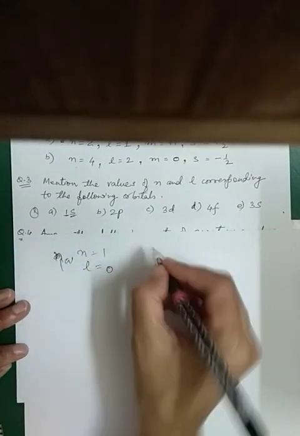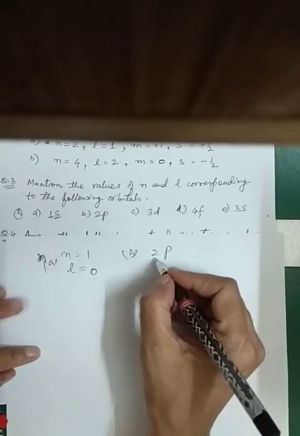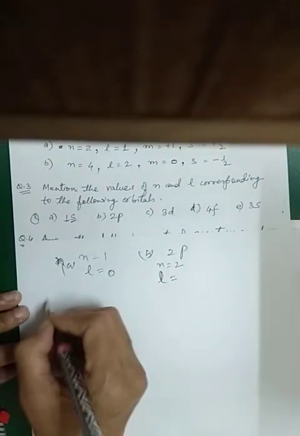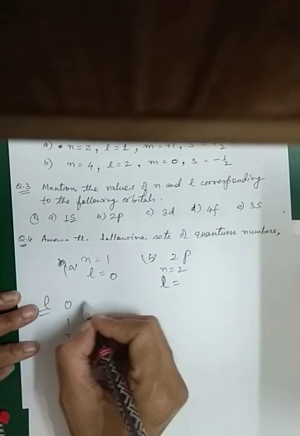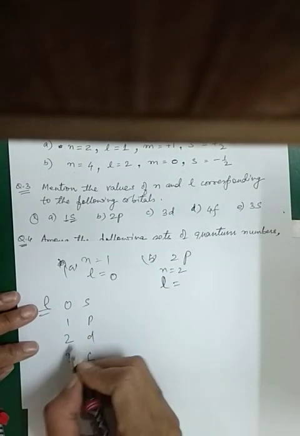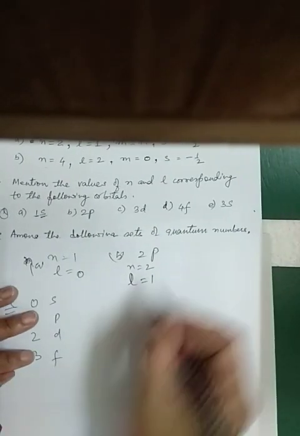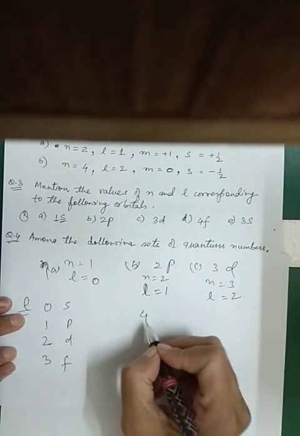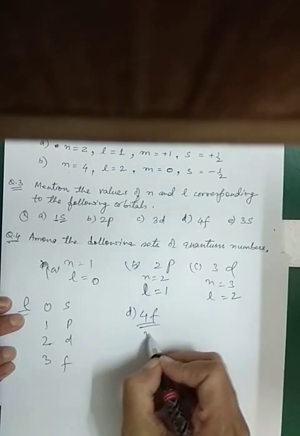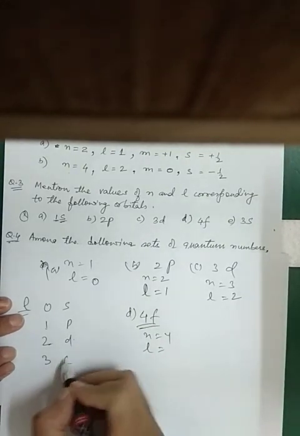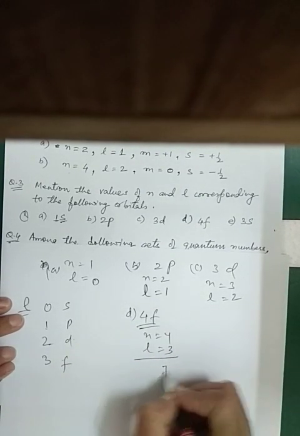In this case, 2p. That means n is 2, and l values 0, 1, 2, 3 are s, p, d and f. So here p means l value is 1. Similarly 3d means n value is 3 and l value for this is 2. Then 4f. So n value is 4 and l value for this will be 3. So n plus l value will be 7.